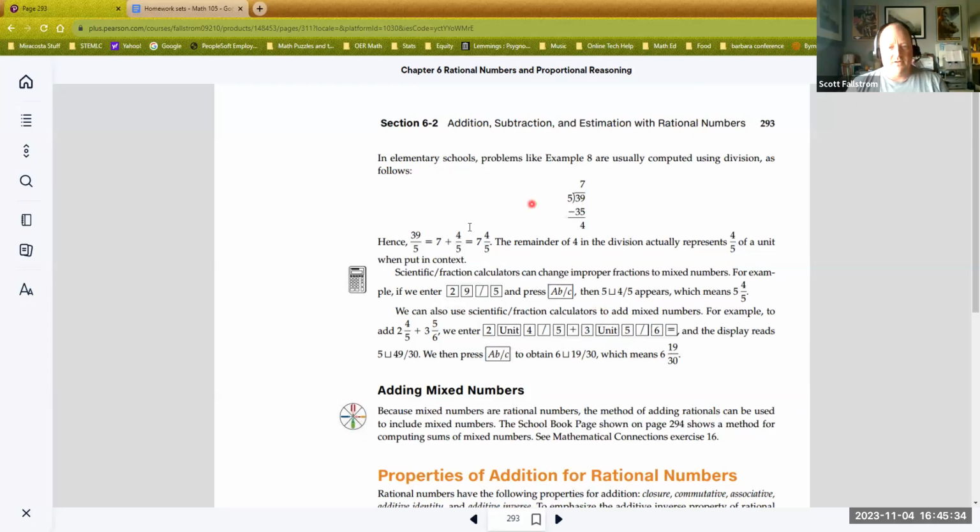Let's see here. Yeah, so linking this back to division, if you're doing 39 fifths, think of how many times does 5 go in there? 7 whole times and a remainder of 4. It's the exact same concept.